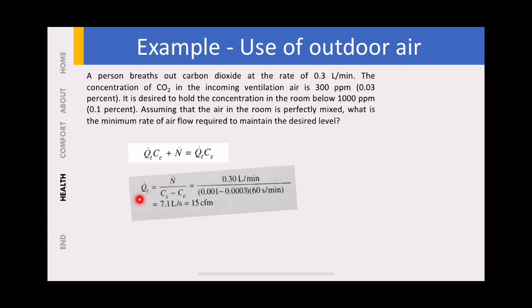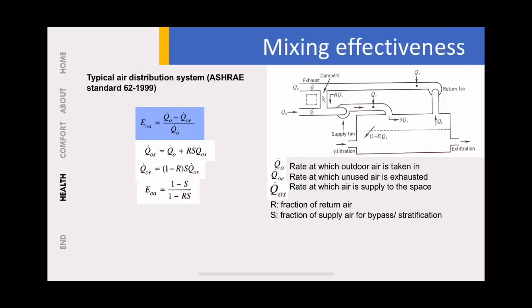You will need the QT because QT is what you are looking for, and put in all the values. N is the generation of carbon dioxide within the room. CS is the average concentration of contaminant within the space, and CE is the concentration of contaminant of interest in the entering air. So put in all these values and you will see that the rate of air entering or leaving the space is around 15 cubic feet per minute.